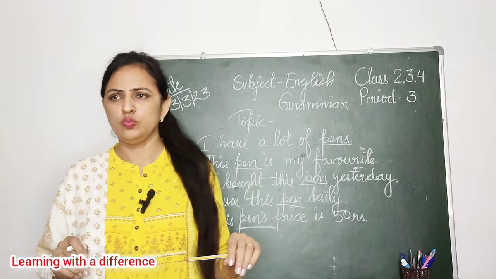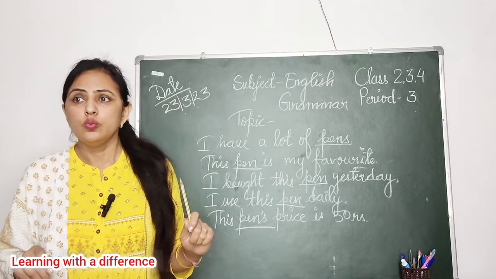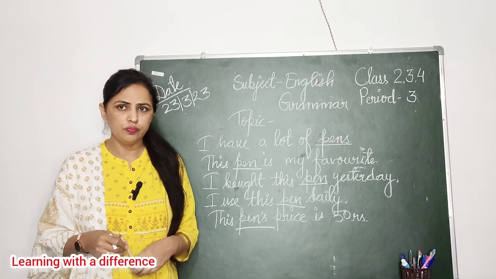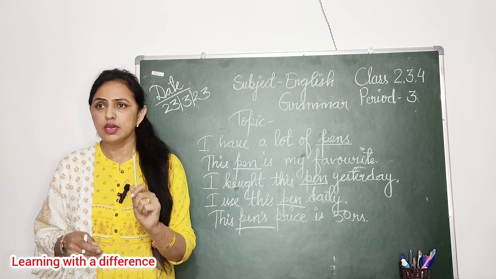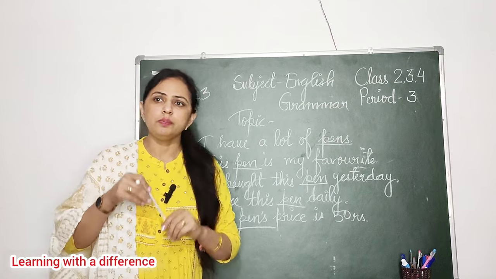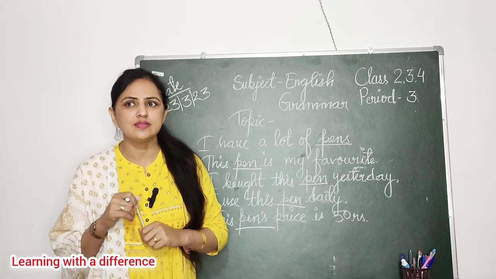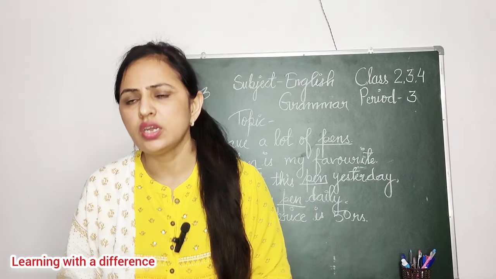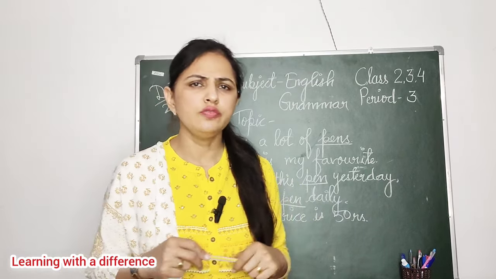Now what should we do? Yes. What should we do? If I use, agar main use karti hu, it in place of pen, so that pen ka repetition na ho, to kaisa rahe? So to avoid the repetition of noun every time, in every line, what shall we do?